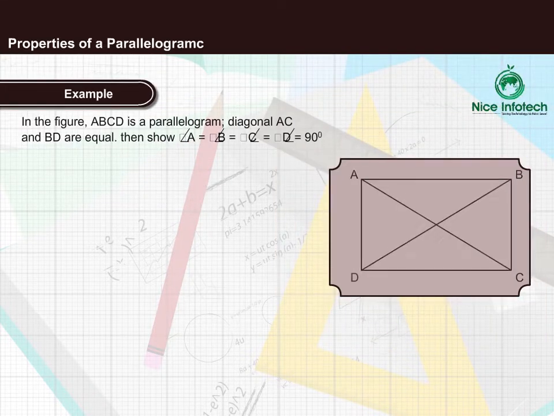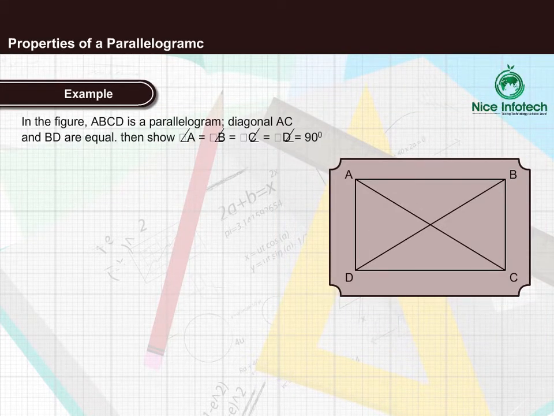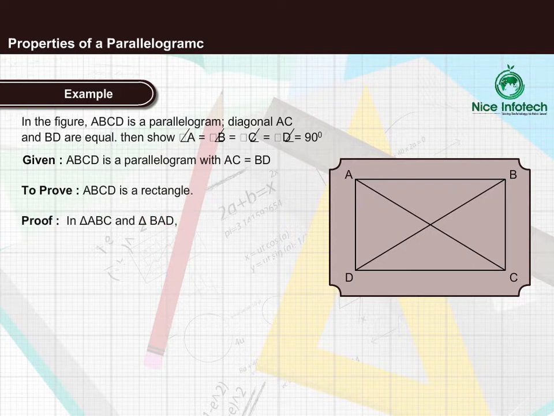Let's view an example. In the figure, ABCD is a parallelogram. Diagonals AC and BD are equal. Then show that angle A equal to angle B equal to angle C equal to angle D equal to 90 degrees. To solve this, first of all, observe two triangles ABC and BAD. Prove congruency between them.